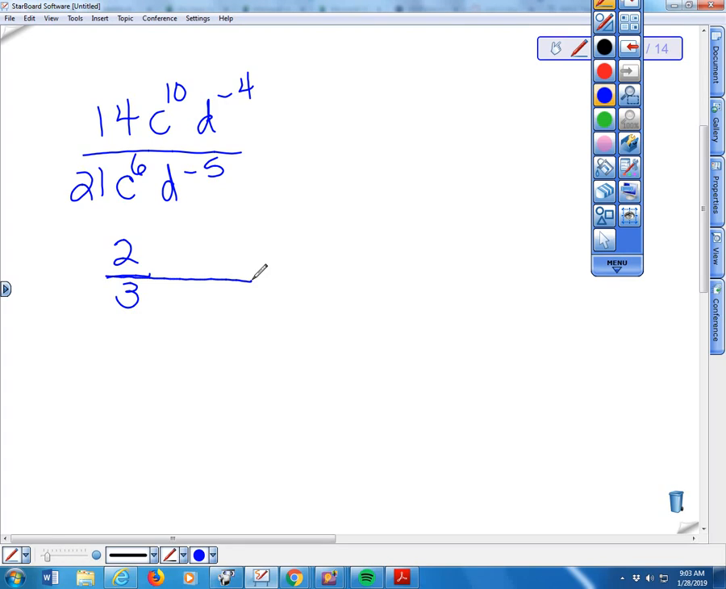Well, c to the 10th divided by c to the 6th. What do I do to the exponents? Yep, so this is c to the 4th. And now let's go to the d. d to the negative 4th divided by d to the negative 5th. Flip them first? Well, that's the second strategy. The first strategy is go ahead and just do the math, subtract, right? Negative 4 minus negative 5. Oh, it's plus 1. That's plus 1, right? So this is just d.